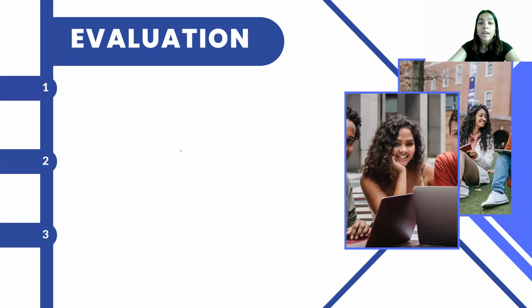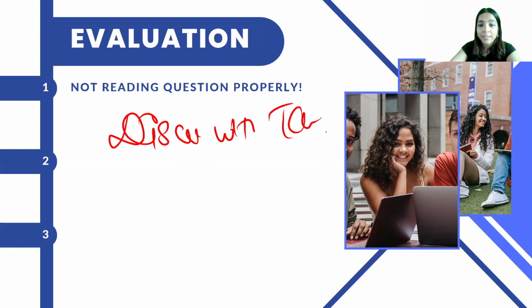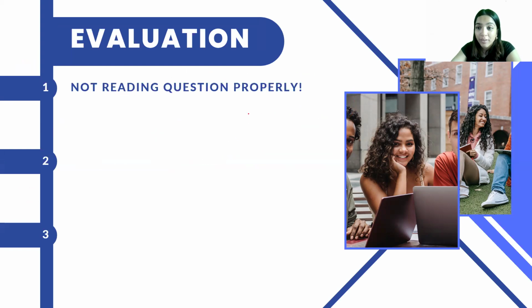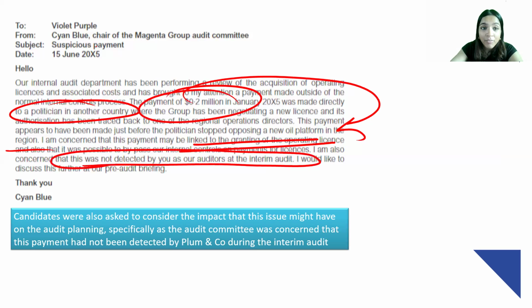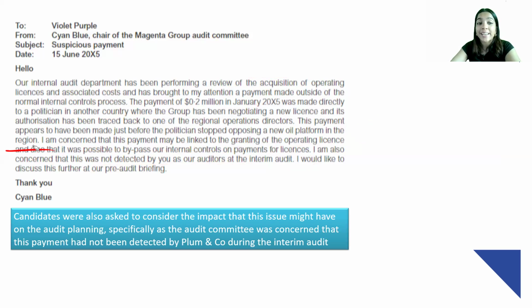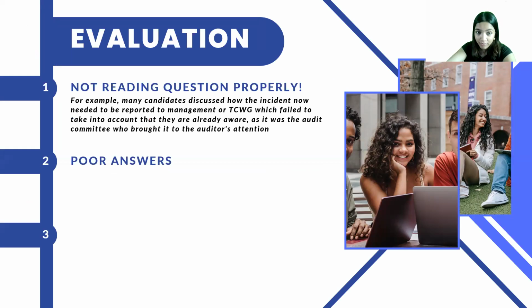So when it comes to this particular question, students actually wrote their favorite procedure: discuss with the TCWG. Guys, the moment you write this, it becomes absolutely wrong, because the question itself mentioned that they already have the idea, and in fact they were the ones who sent us the email. So you cannot just keep on telling them the same thing which they already know. So please read the question very properly.